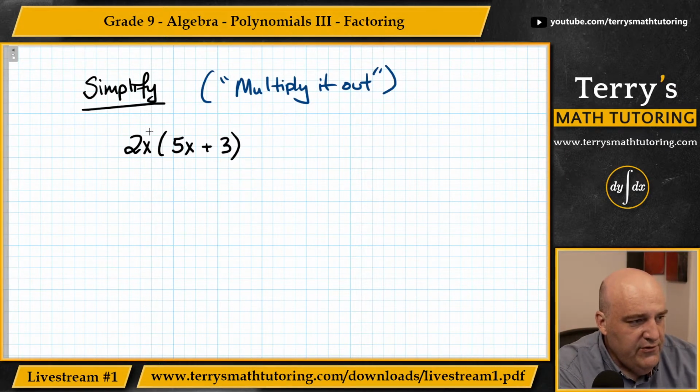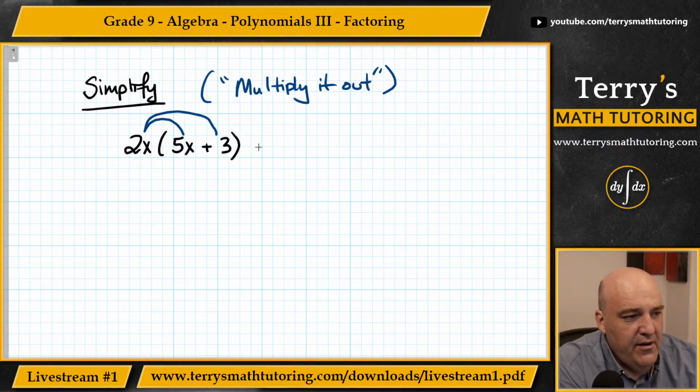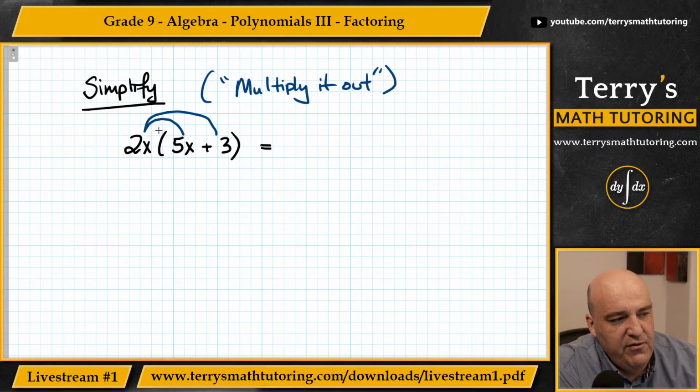And so this 2x is going to multiply to the 5x, and then it's going to multiply to the plus 3. This is called the distributive law. And this is something you should kind of be familiar with already from the previous grade. So 2x times 5x, 2 times 5 is 10. And what's x times x? It's x squared. And 2x times 3 is 6x, and there's a plus there, so it's a plus 6x.